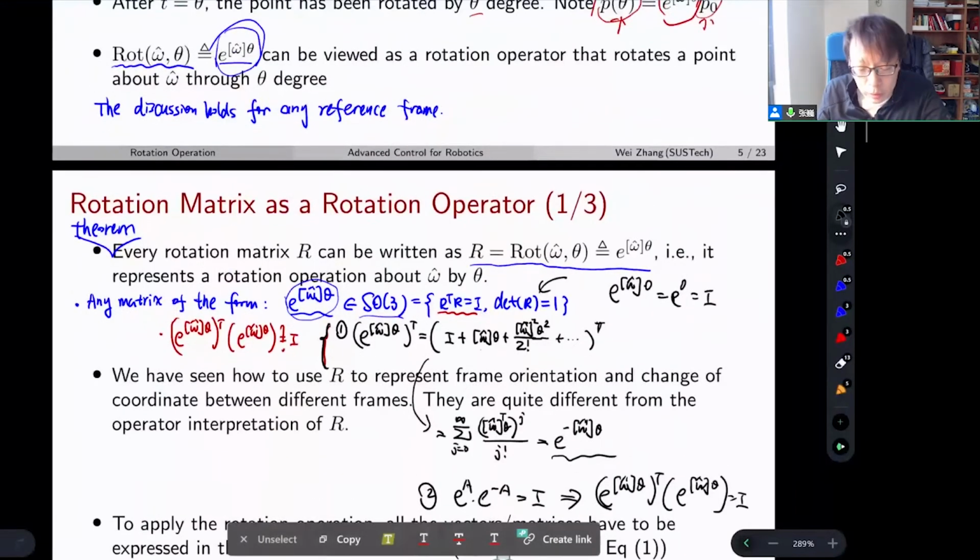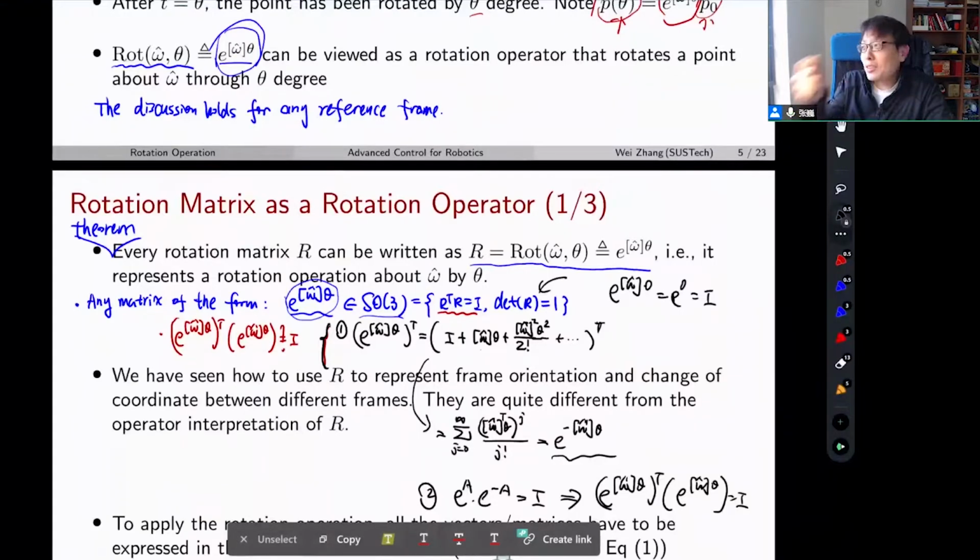So far, what we got is that the action of rotating something by theta degrees has this form. This operator, if you multiply it by a point, means rotating that point about omega hat by theta degrees.